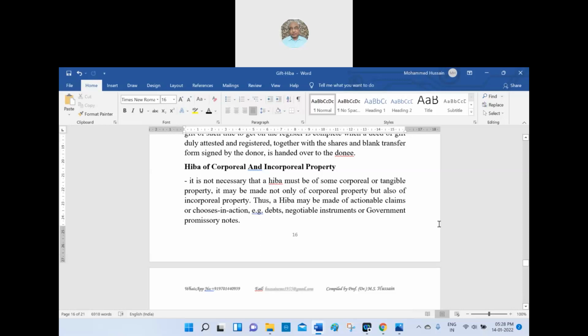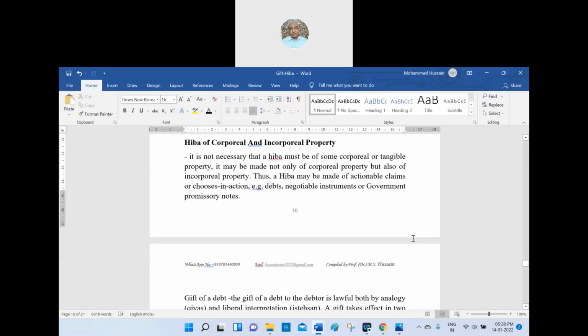So any property can be a subject of gift under the Muslim law, because there is no distinction of self-acquired property and ancestral property. The hiba may be made of actionable claims or choses in action, debts, negotiable instruments, or government promissory notes. Yes, these are all actionable claims. Even though those are intangible, incorporeal, we can still give them in the form of a gift.